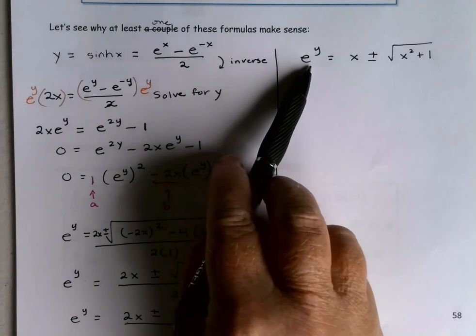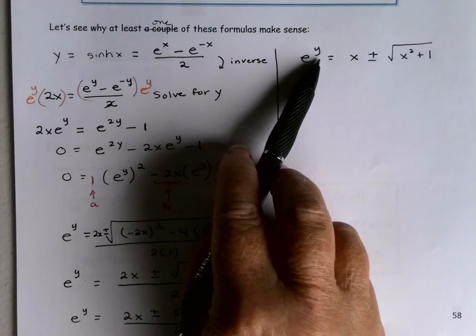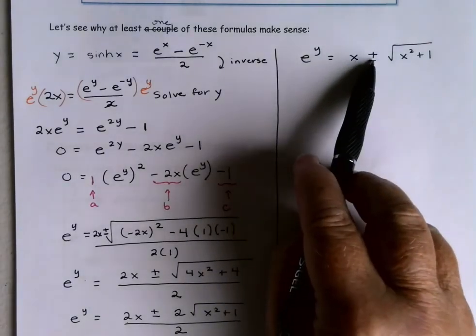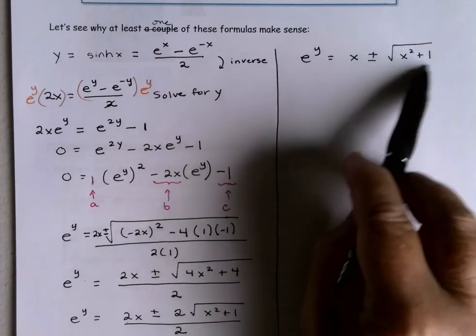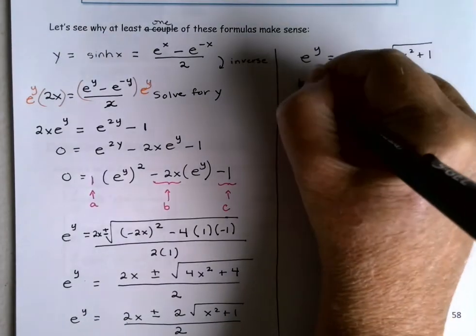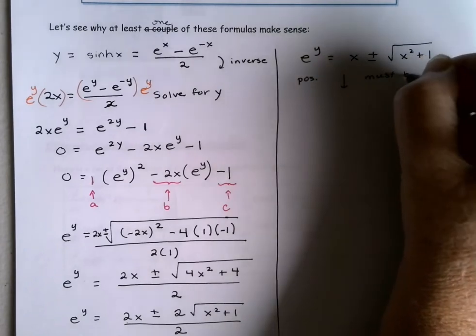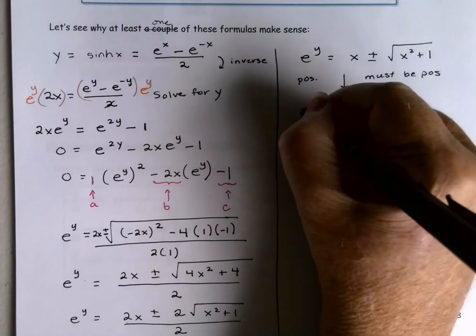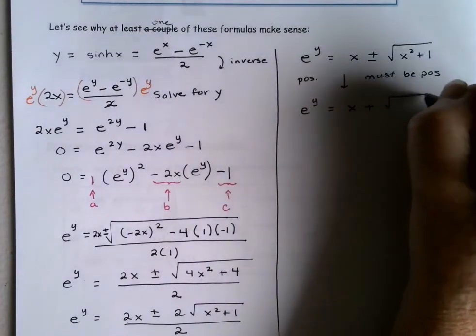Now, e to the y is always positive, right? E to any power is positive. And therefore, I must have a positive value on this side, meaning I'm going to pick the plus on the square root. If I pick the minus, that term would be bigger than that one, and I'd get a negative. So since the left side is positive, the right side must be positive as well. And we'll pick the plus.